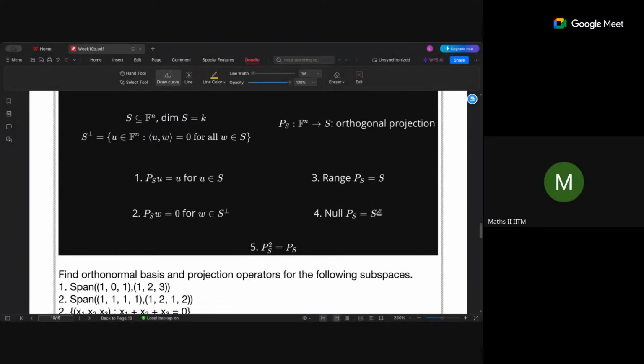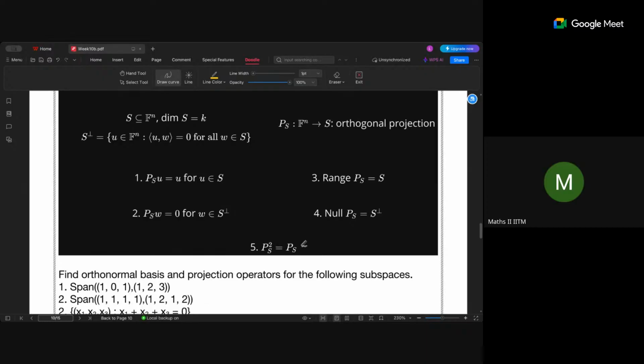And null of PS is S perp. Why null of PS is S perp? Null is all the vectors which are mapped to 0. You see that for any vector in S perp, they are mapped to 0. So the null is nothing but S perp. So range is S and null is S perp. And PS square is equal to PS. Right? Why is PS square equal to PS?